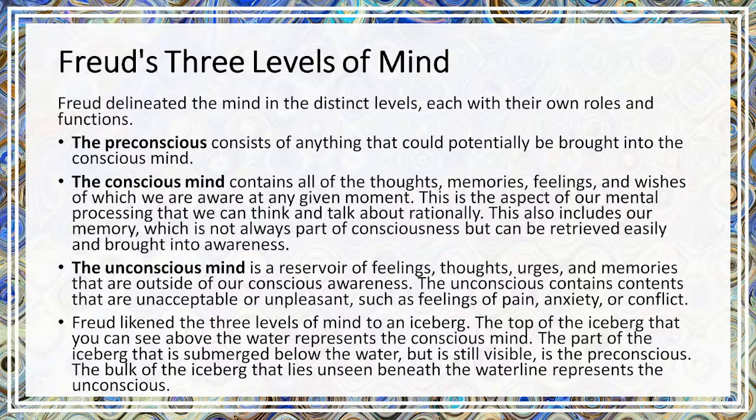Second is the conscious mind, which contains all of the thoughts, memories, feelings, and wishes of which we are aware at any given moment. This is the aspect of our mental processing that we can think and talk about rationally. This also includes our memory, which is not always part of consciousness but can be retrieved easily and brought into awareness.